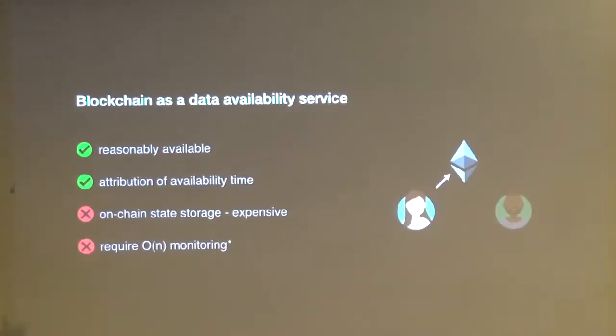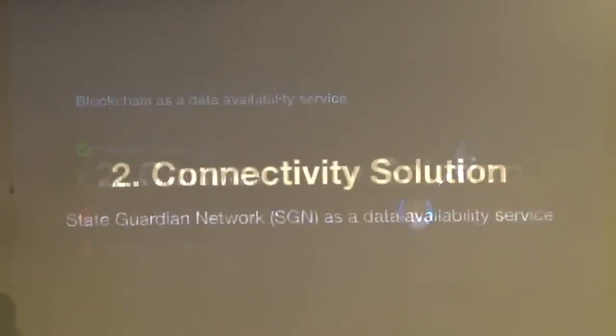We can use a blockchain as a data availability service, basically meaning that if you're passing the data to your opponent and your opponent does not respond, you just pass that data also on the blockchain, assuming that everyone has reasonable accessibility to the blockchain itself.